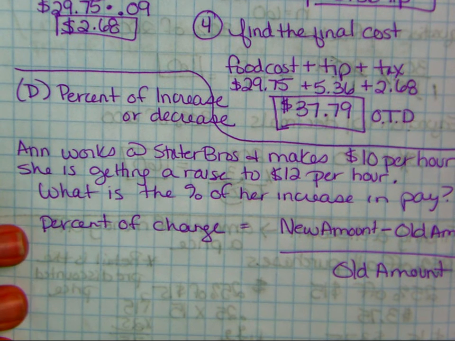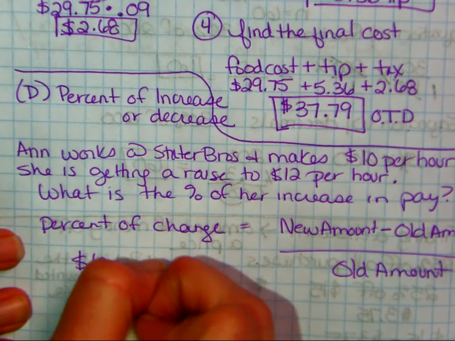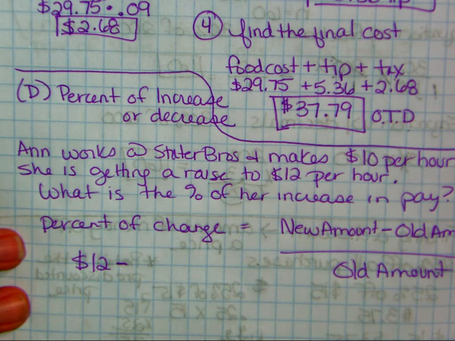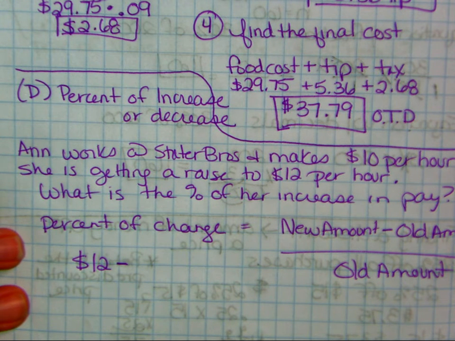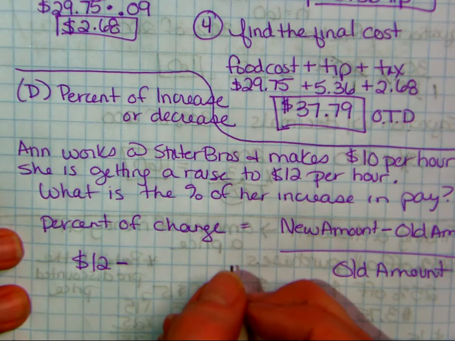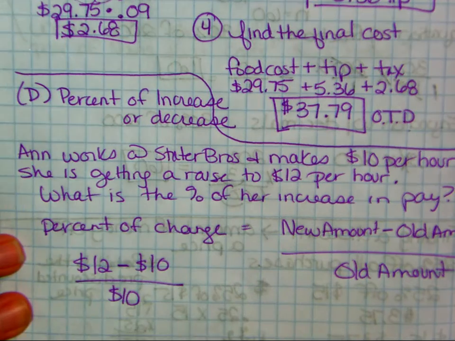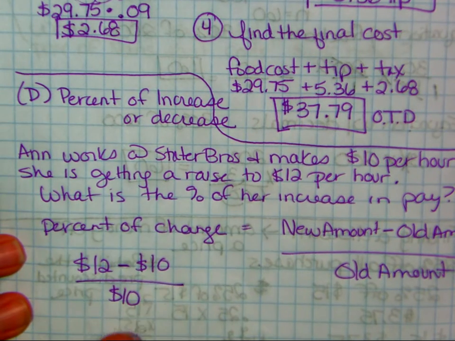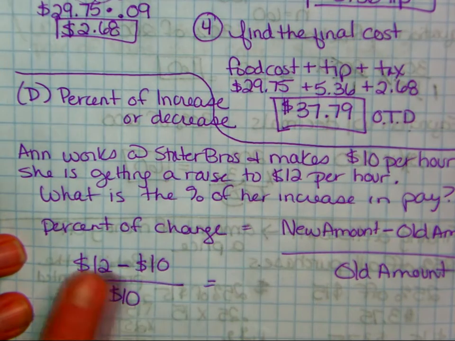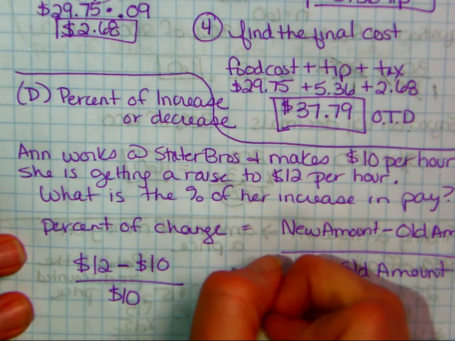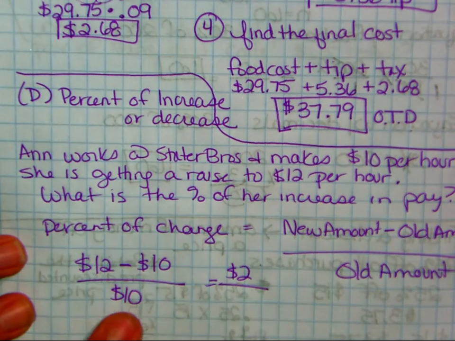In this problem with Anne, what is the new amount per hour she's going to make with her raise? Riley? $12. Minus what is the old amount she used to make? Noah. Think about it. She used to make $10 an hour. Okay? Over $10. New amount, old amount, over old amount. Class, what is $12 minus 10? $2.